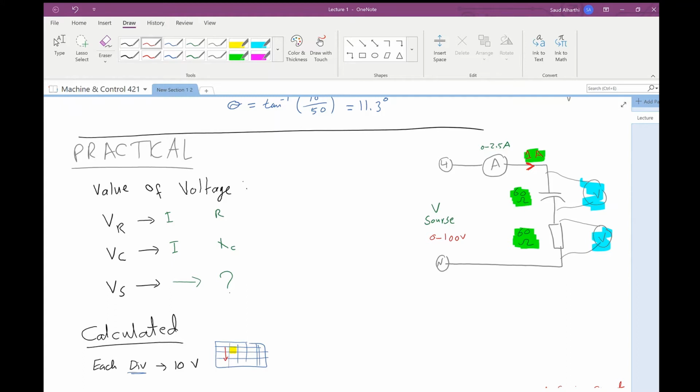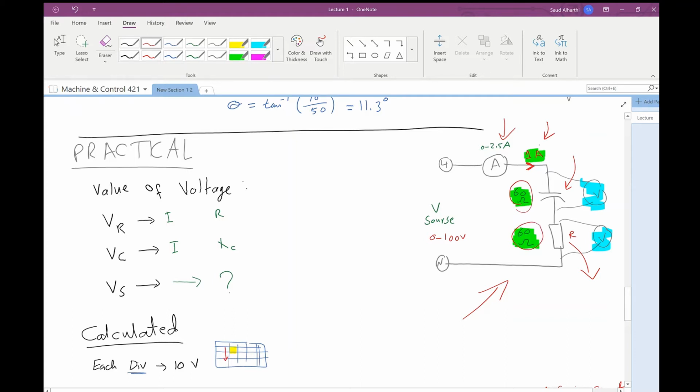Now, the practical session, we have this circuit diagram. We have the ammeter, the capacitive load, and the resistive load. The information given in the circuit is that the current passing through the capacitive load and resistive load is 1 ampere, and the value of the reactance is 60 ohm, and 60 ohm for the resistive load.